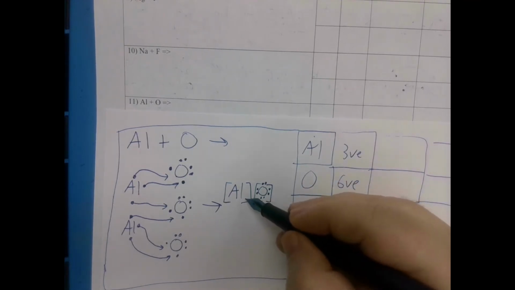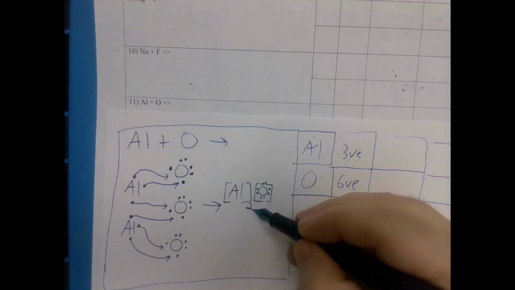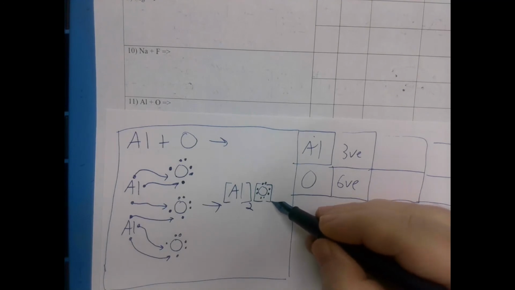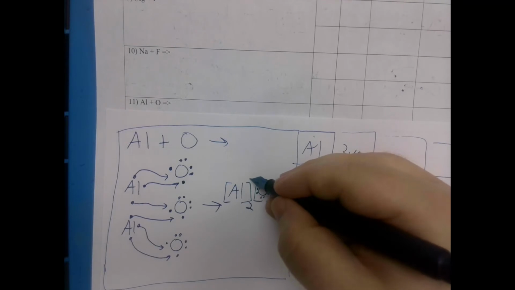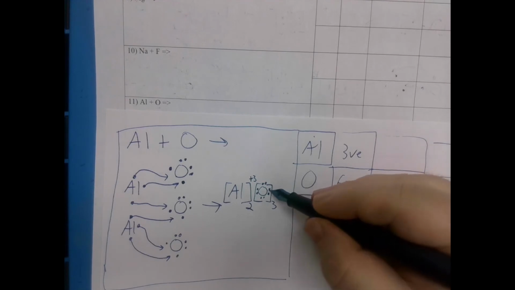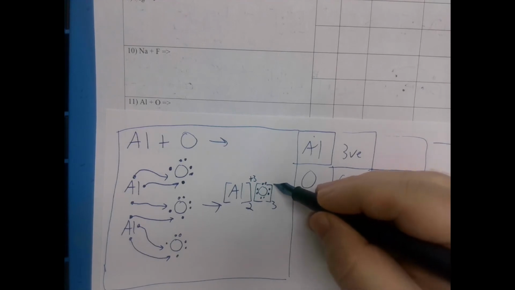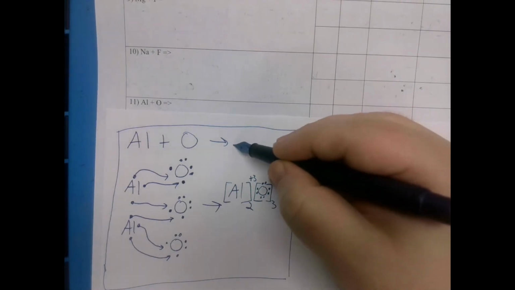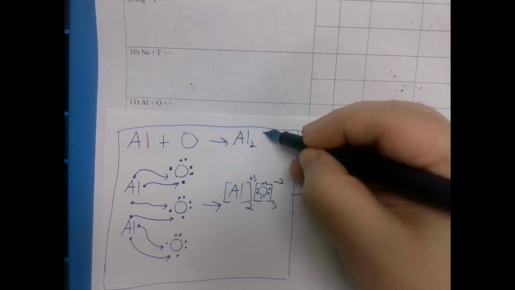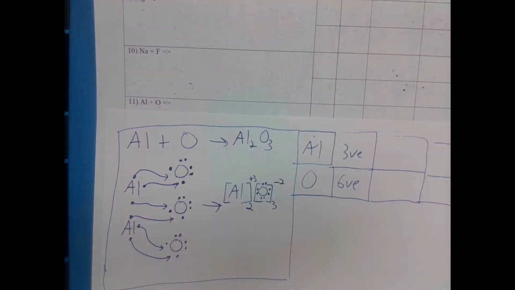So how many aluminum do we have? 2. How many oxygen do we have? 3. And what would the charge on the aluminums be? Plus 3. And how many does the oxygen have? Minus 2. So what would be the formula? Al2O3.